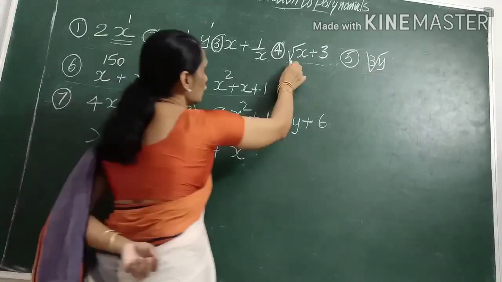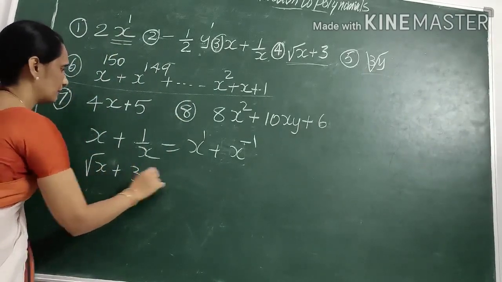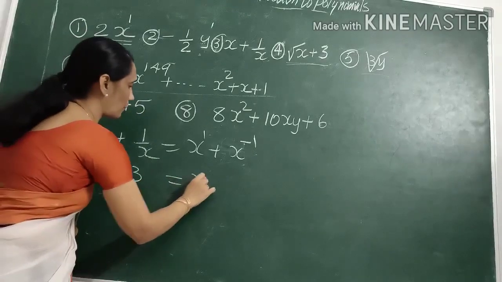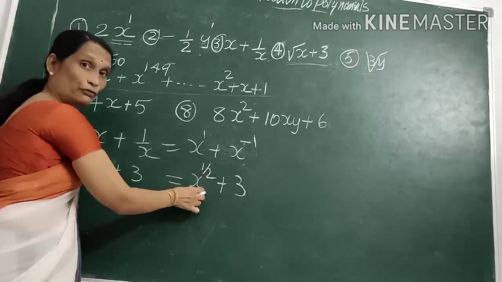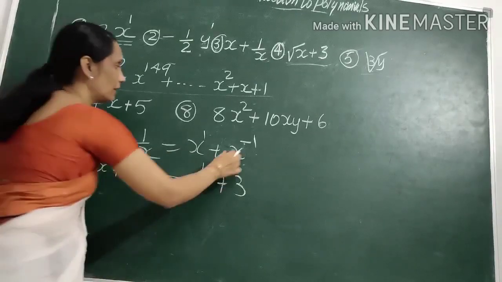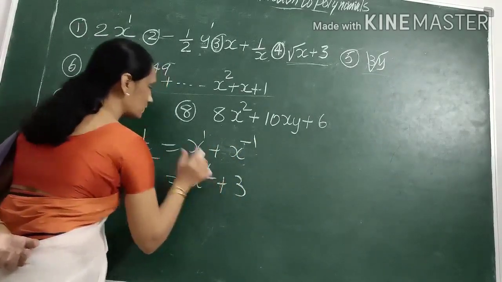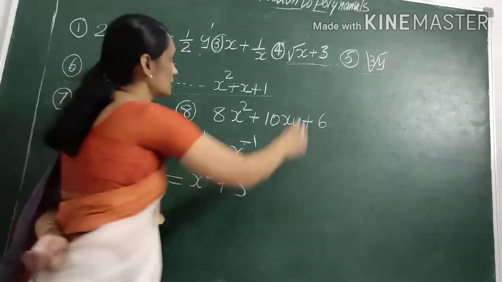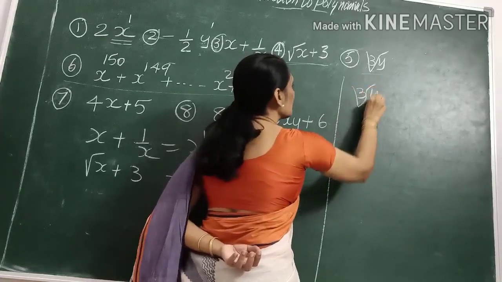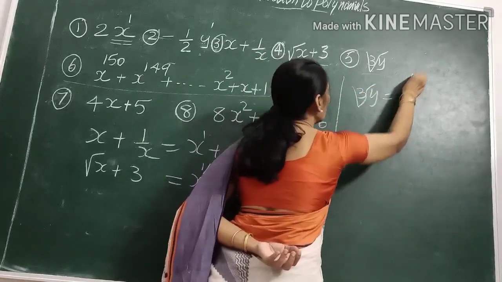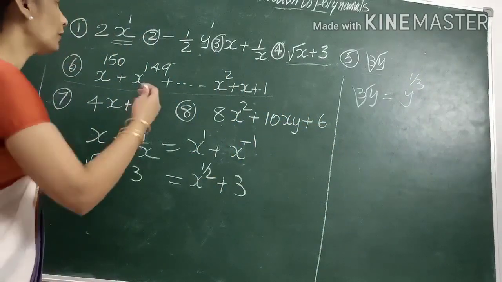And here let us observe this one. Root x plus 3. Root x means x power 1 by 2 plus 3. So, what is the exponent of x? 1 by 2. Okay, here exponent of x is minus 1. In this, the exponent of x is 1 by 2. Okay. Next, cube root of y. Cube root of y. That means y power 1 by 3. Okay. So, what is the exponent of y? Y power 1 by 3.